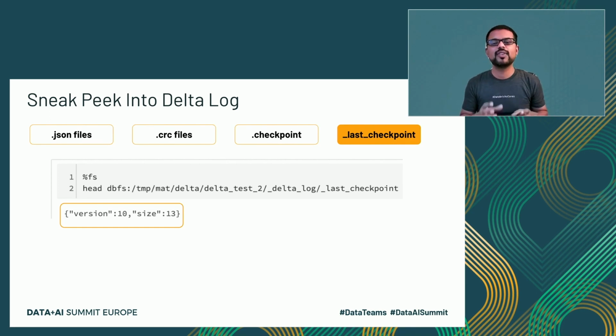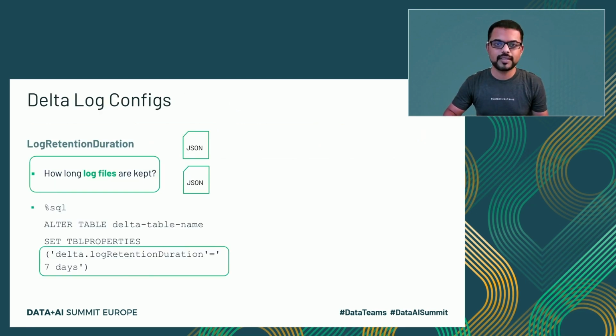So we have seen enough of this Delta log, like the .json file, .crc file, and .checkpoint file. You may be wondering, how long do we retain these files? Is it going to incur storage costs? Is there any way to tweak the number of log files that we maintain? To answer this, we have the next topic, which is Delta log configs.